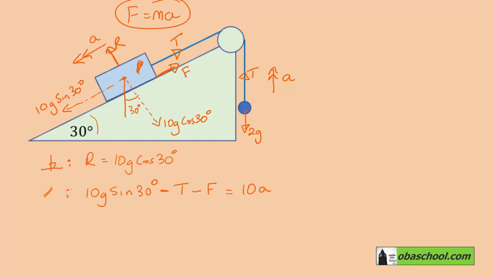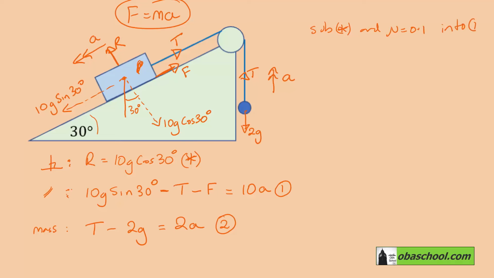Then if we look at the other object, so the other mass, we're going to have T minus 2g, that's the resultant force, is equal to 2a. Now let's call this equation 1 and this equation 2 for now. And let's call this one star. And sub star and mu equals 0.1 into equation 1.